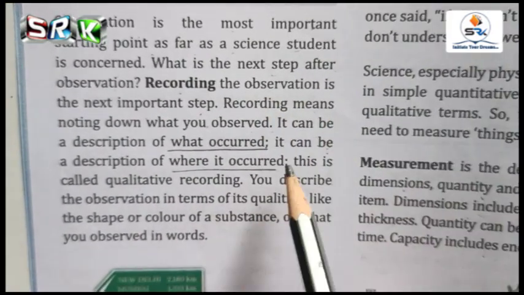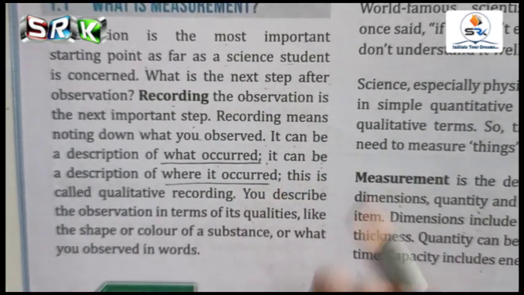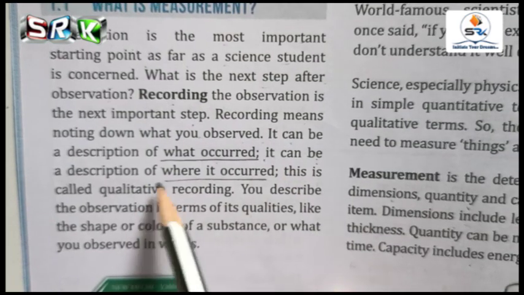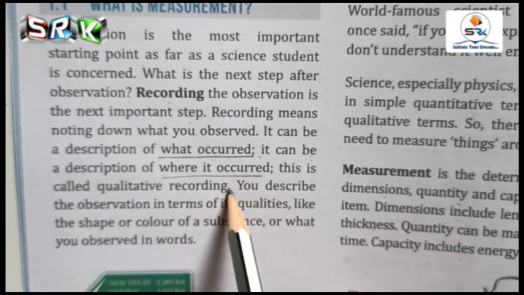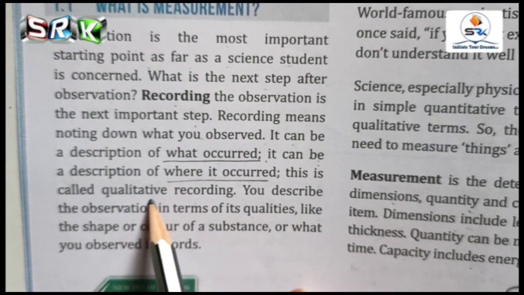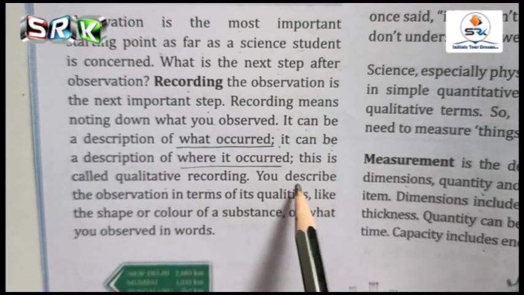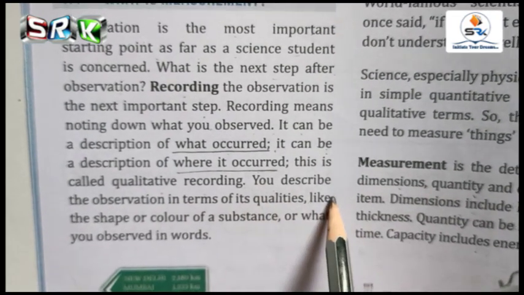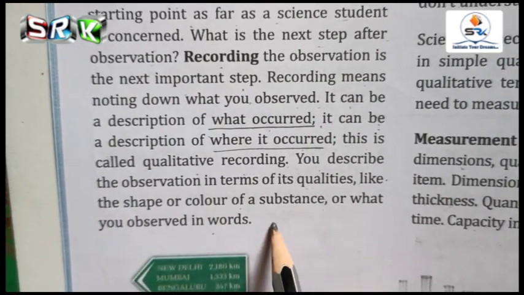It can be a description of what occurred, when it occurred, or a description of where it occurred. So this is called qualitative recording. So two types we have seen in recording: one is qualitative recording and another one is quantitative recording. And next, you describe the observation in terms of qualities like the shape or color of a substance, or what you observed in words.